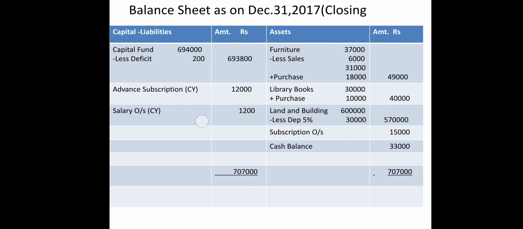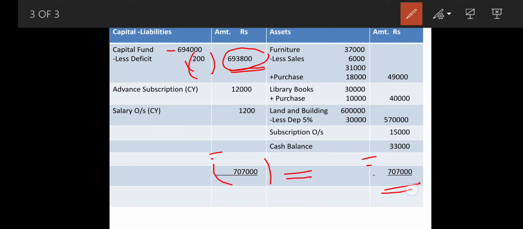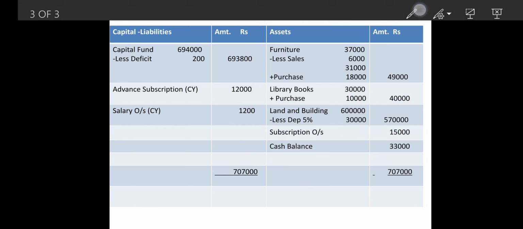Come to your closing balance sheet. Over there, capital fund, we had already transferred from the opening balance sheet, less deficit rupees 200. So the outer column gives you rupees 6,93,800. Now make a grand total of both sides and the final answer will be 7,07,000. This way sum 12 will be completed.